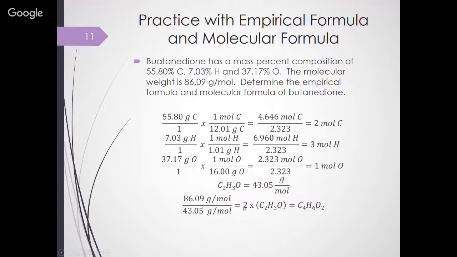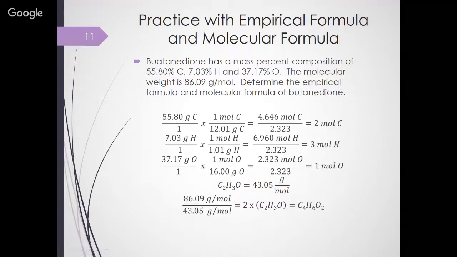So that means that I multiply 2 through my entire subscripts here. So 2 times 2, 2 times 3, and 2 times 1. That gives me my molecular formula of C4H6O2. So this is the true formula of butane-dione, and this is the empirical formula for butane-dione.